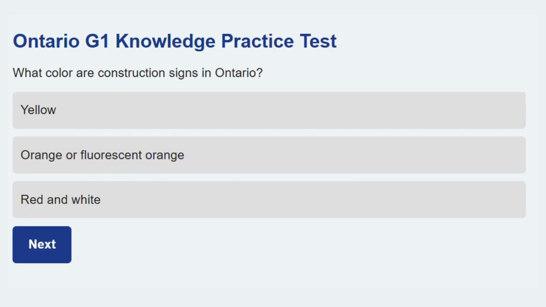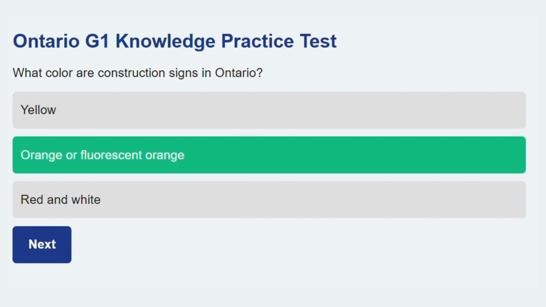Time for the next question. What color are construction signs in Ontario? Orange or fluorescent orange. This color is used to distinguish construction and temporary traffic control warnings.